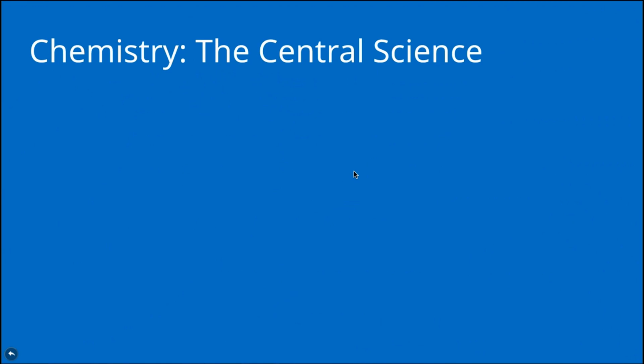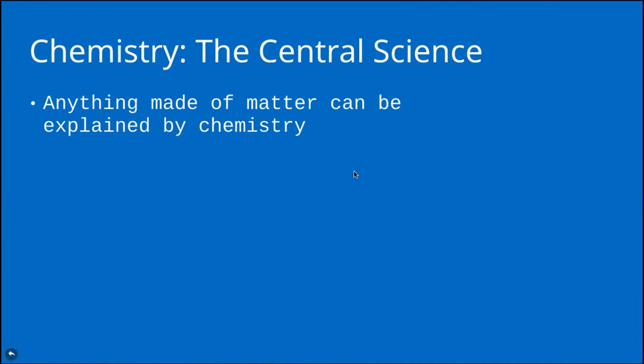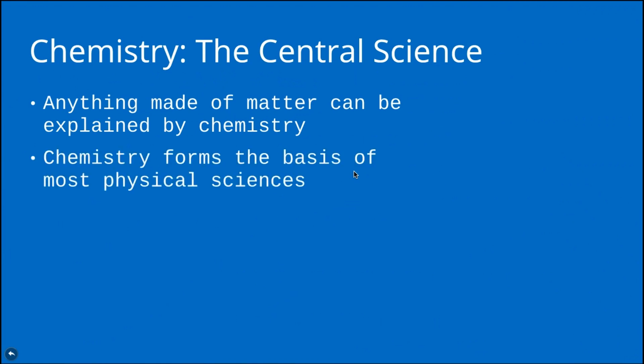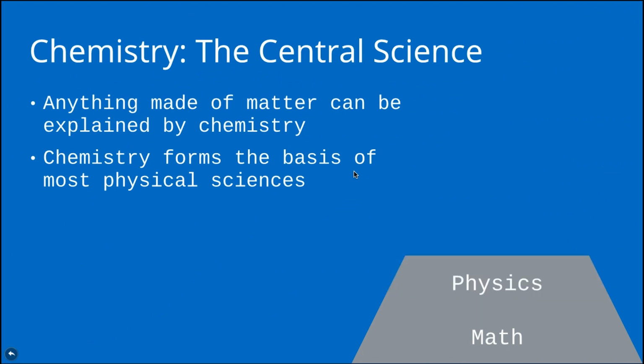Now, the central science, right? So as we said before, everything is made of matter, and chemistry is the study of matter. So for all that, chemistry keeps track of anything that is physical, anything made of matter, and it forms the basis for a lot of our physical sciences. So if you can think of it in terms of a pyramid, we know that math is the most basic science. Everything is built upon math. We use math to explain the forces of physics. Now, these forces of physics tell us how atoms can behave, how they can combine together and form matter. This is where we come into chemistry.